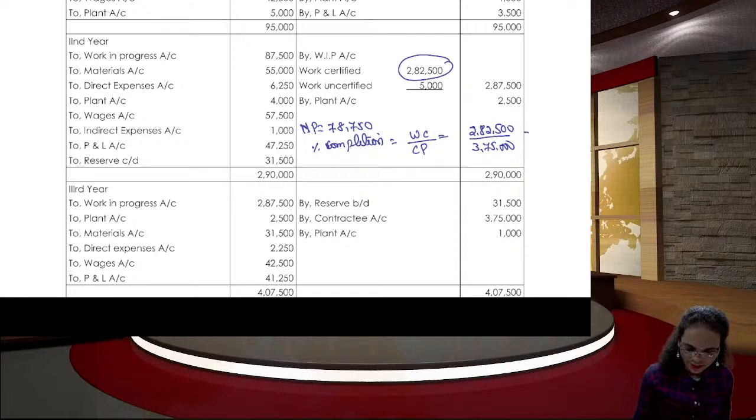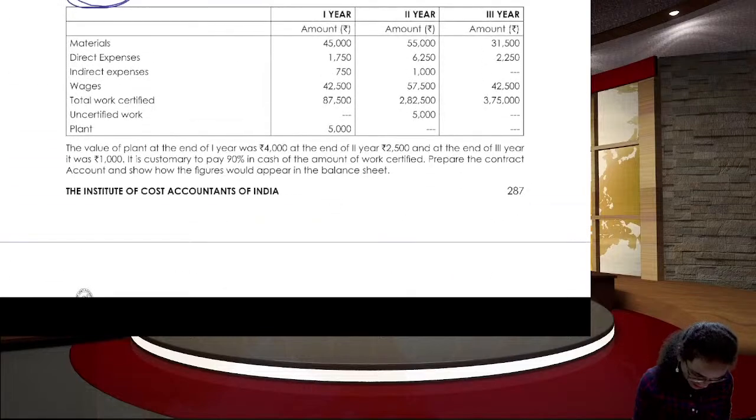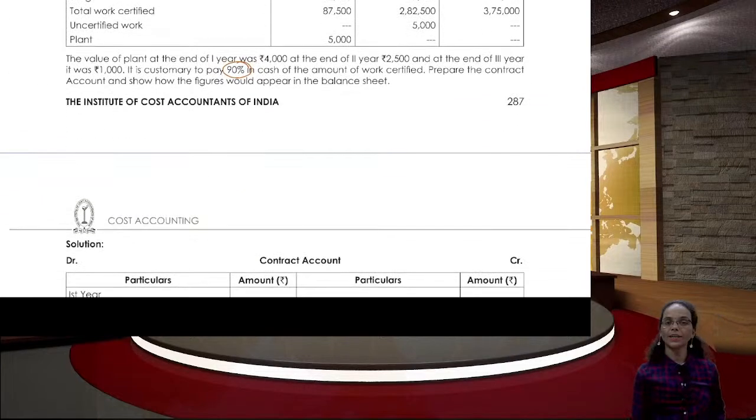So more than 75%, in the sense you need to transfer 2/3 of notional profit into cash received by work certified. So 2/3 of notional profit, 78,750, into cash received. What is the cash received?